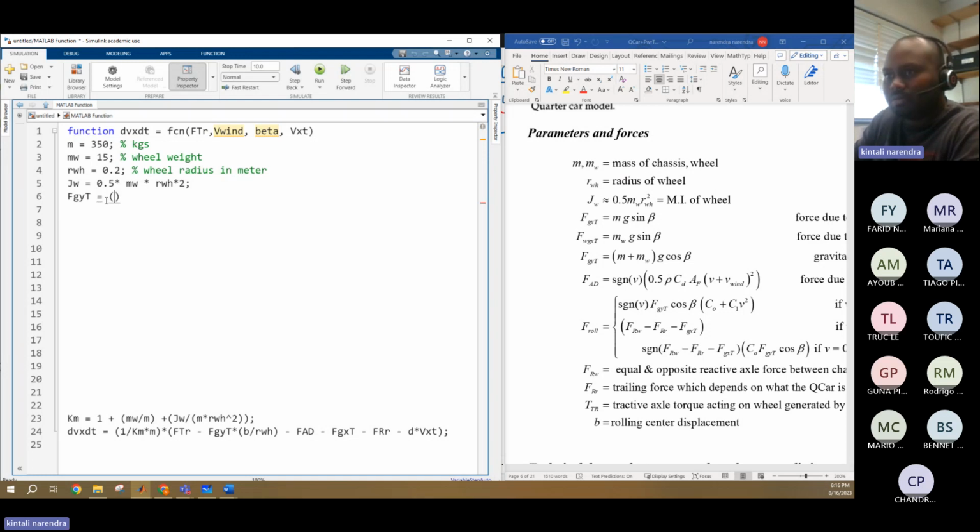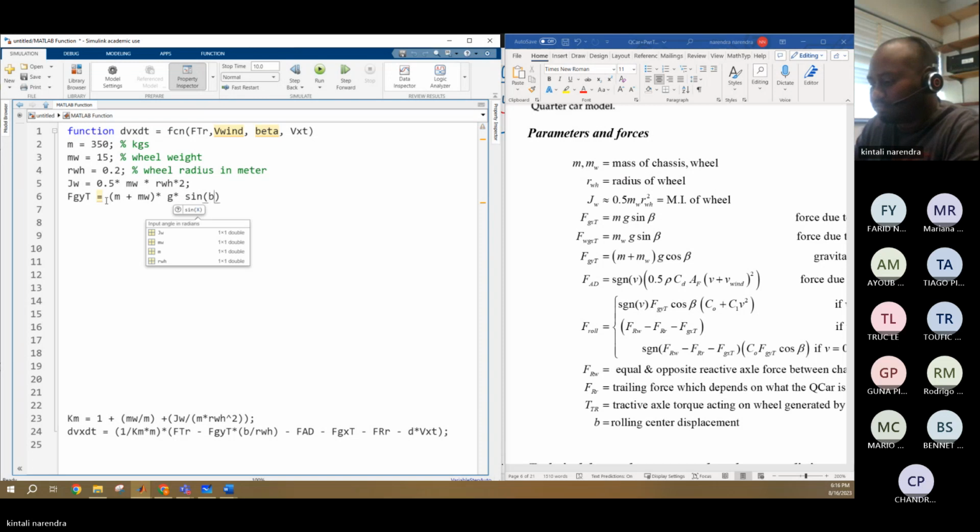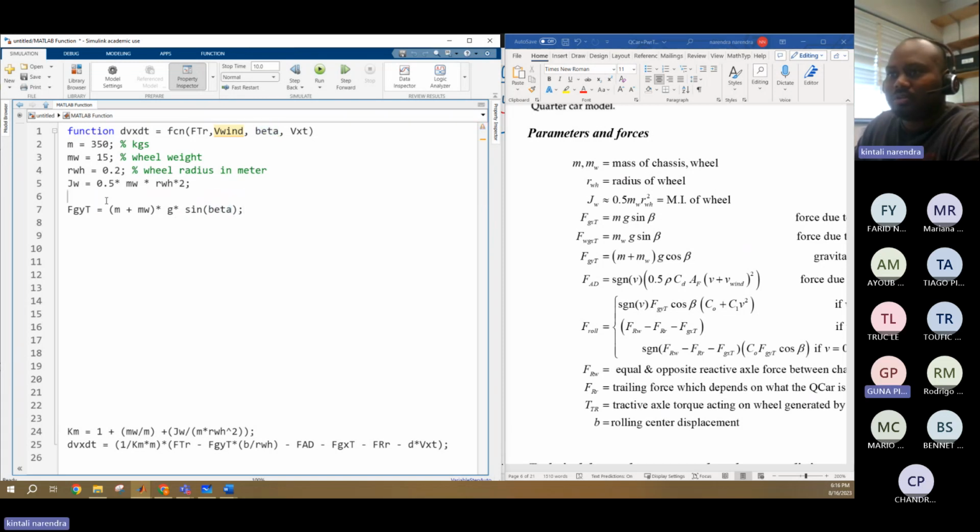FGYT is equal to M plus MW into G. You didn't define G yet. Remember that, cos of beta. FGYT, yes, thank you. Cos of beta. So G is equal to 9.8. Now you have FGYT.